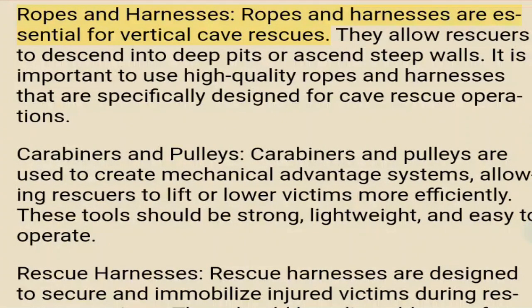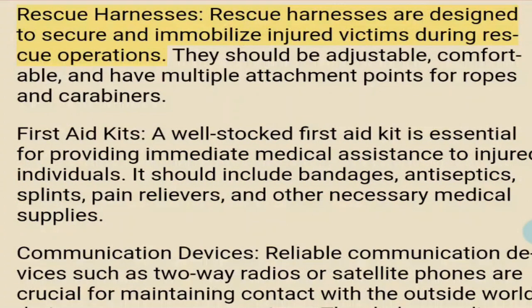Ropes and harnesses. Ropes and harnesses are essential for vertical cave rescues. They allow rescuers to descend into deep pits or ascend steep walls. It is important to use high-quality ropes and harnesses that are specifically designed for cave rescue operations. Carabiners and pulleys. Carabiners and pulleys are used to create mechanical advantage systems, allowing rescuers to lift or lower victims more efficiently. These tools should be strong, lightweight, and easy to operate. Rescue harnesses. Rescue harnesses are designed to secure and immobilize injured victims during rescue operations. They should be adjustable, comfortable, and have multiple attachment points for ropes and carabiners.